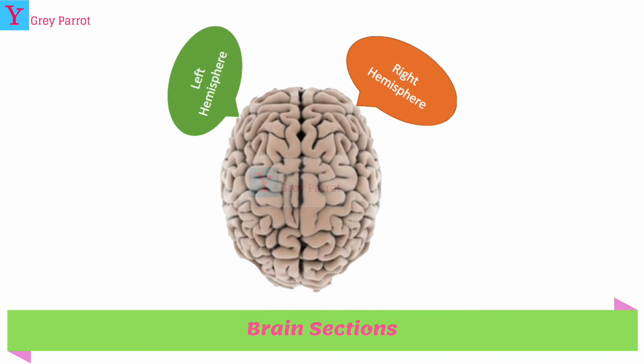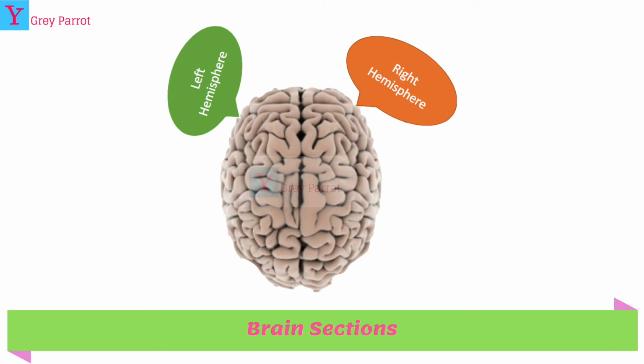Wow! This is how our brain looks? That's surprising. It looks like a walnut. As you can see, the brain has 2 major sections, the left hemisphere and the right hemisphere. So, our left hemisphere controls the right side of the body, and our right hemisphere controls the left side of the body.